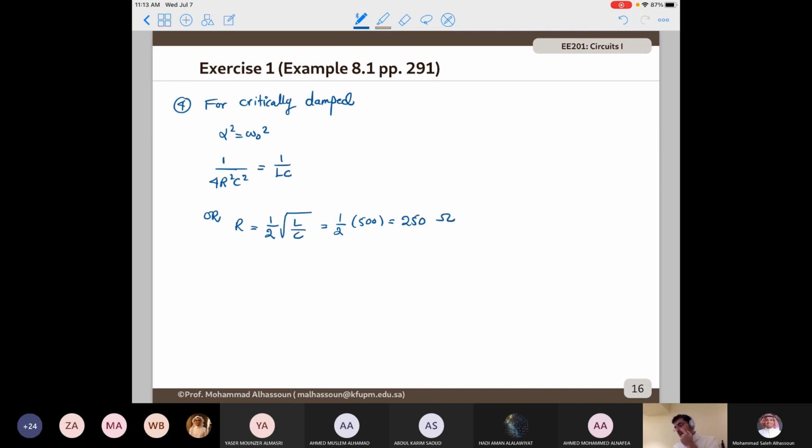So this means that if R is greater than 250, the response will be underdamped. If R is less than 250, the response will be overdamped. If R equals 250, the response is critically damped. Okay, any questions before we start?